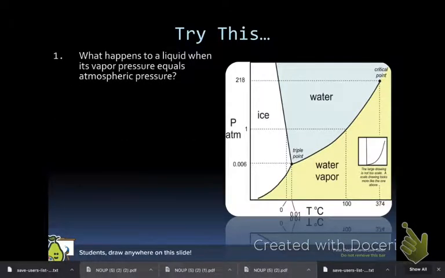So try this, answer in your notes: what happens to a liquid when its vapor pressure equals atmospheric pressure? So remember, we said your vapor pressure is anywhere along this line between a liquid and its vapor, and here's your atmospheric pressure. So what happens when vapor pressure meets atmospheric pressure?